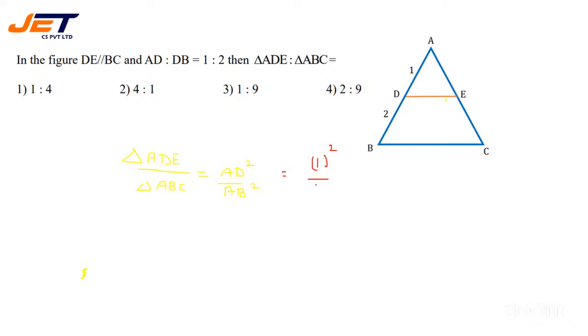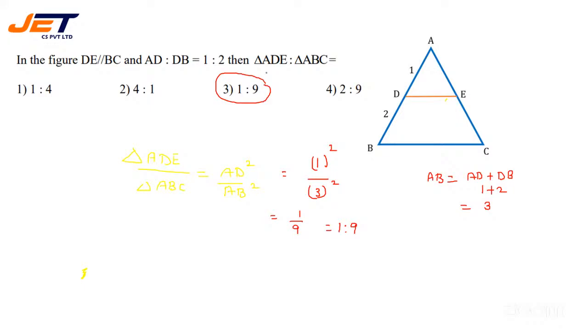AB is nothing but AD plus DB. So it is 1 plus 2, which is 3. So AB, the whole square must be 3 the whole square, which is 1 by 9. Which 1 by 9 is nothing but 1 is to 9, isn't it? So where is 1 is to 9 here? In our option, it is option 3. So our answer is option 3. That is why your option 3 is the correct answer.